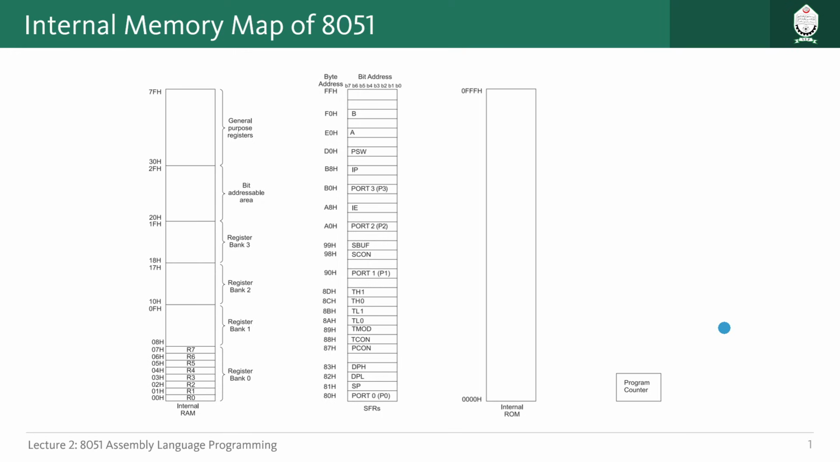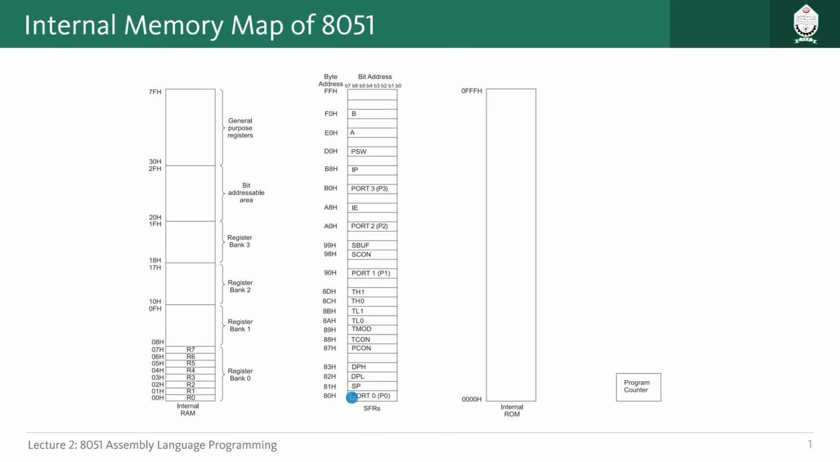Here you can see this portion, which is actually the internal RAM. Our original 8051 had 128 bytes of RAM, so this is that 128 bytes of RAM, and we will look at the details of this one in this particular lecture.